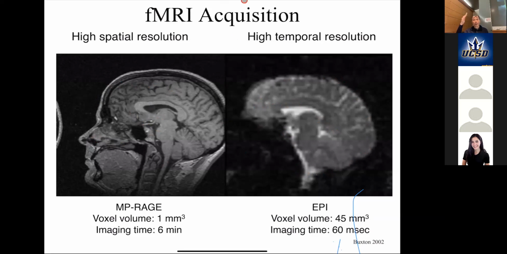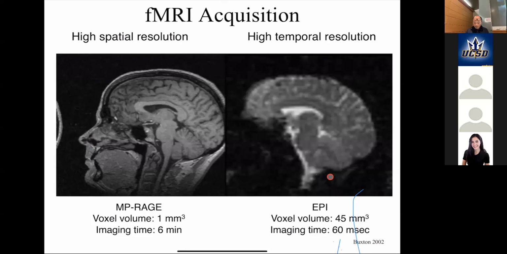You've probably had 100 thoughts or more in those last 6 minutes. So this is too long of a time scale for most studies of cognition. We want to be able to go faster. So this was showing that this image here, which is just a single slice, was acquired in 60 milliseconds with a volume of 45 millimeters cubed. So that's about 3.5 by 3.5 by 3.5.